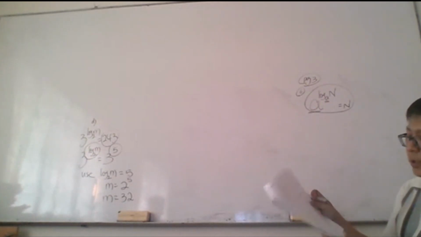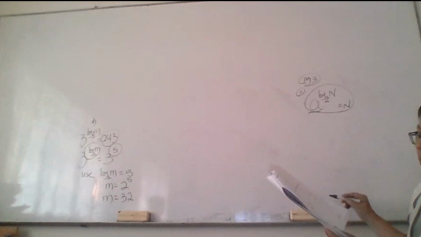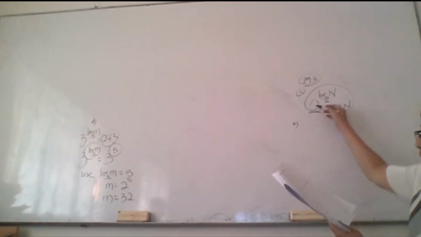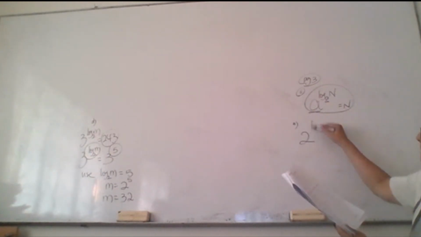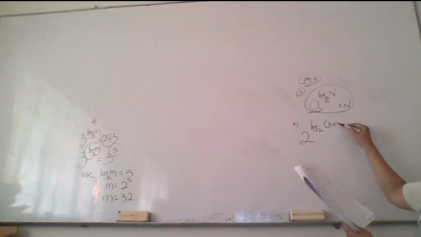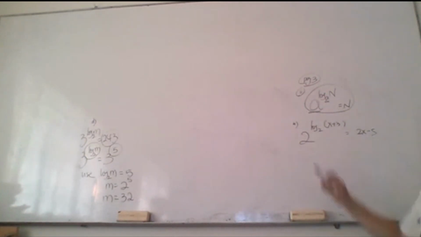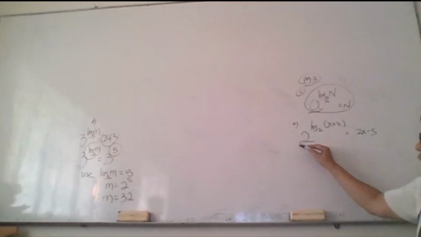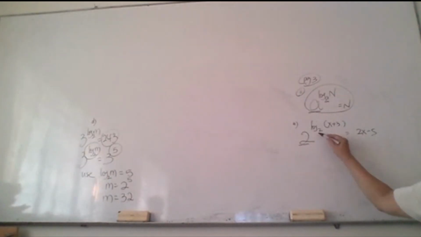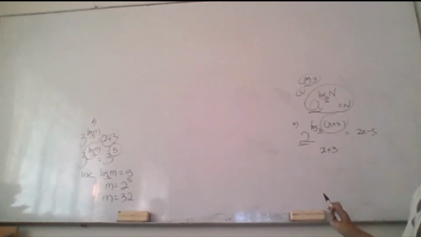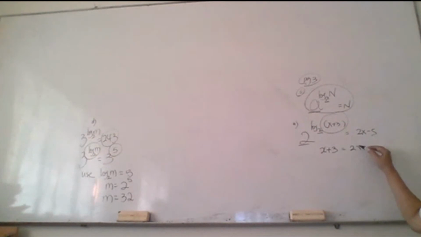So this is one of the formulas in your textbook and reference book. Now to show you how to use this formula. 2 to the power of log base 2 of (x plus 3) equal to 2x minus 5. In order to solve this equation, this is your index base, this is your logarithm base. So I just need to write x plus 3 on my left hand side and 2x minus 5 on my right hand side.